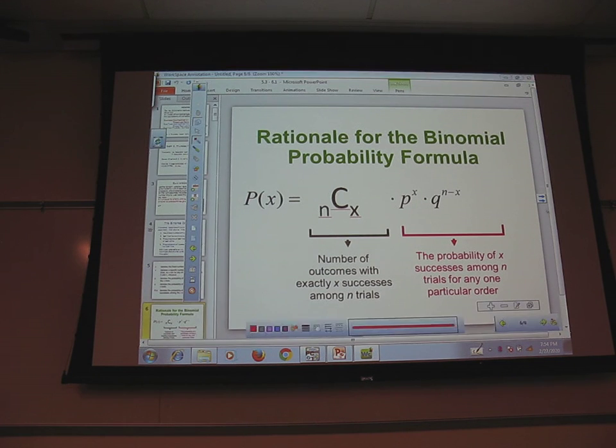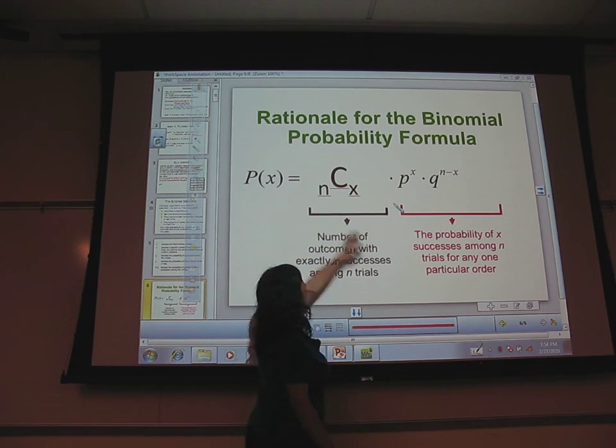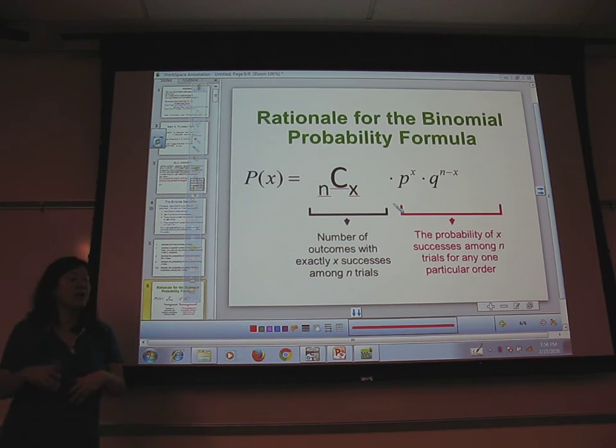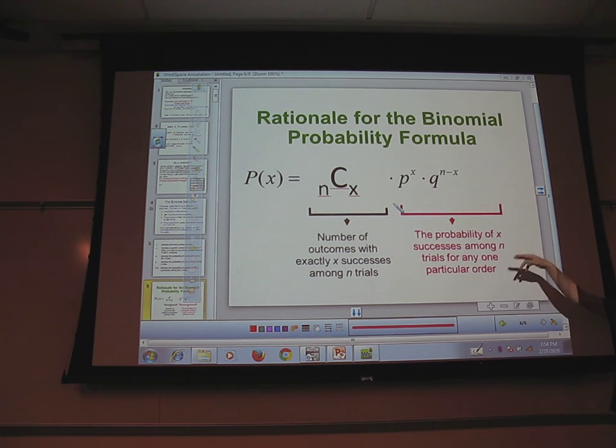Okay, here's our binomial probability formula. Probability of X successes out of N trials is N choose X. This is the number of ways of having N items and randomly picking X of them to be successes. And then multiplied by the probability little p to the X times little q to the N minus X. In other words, the probability of a success multiplied by itself X times, because that's how many successes you have. And then you multiply that by the probability of failure. How many times do you multiply that by itself? The number of failures you have.